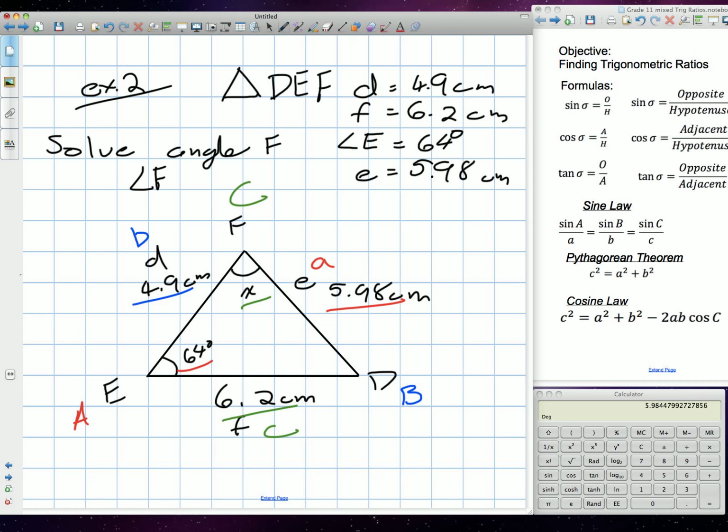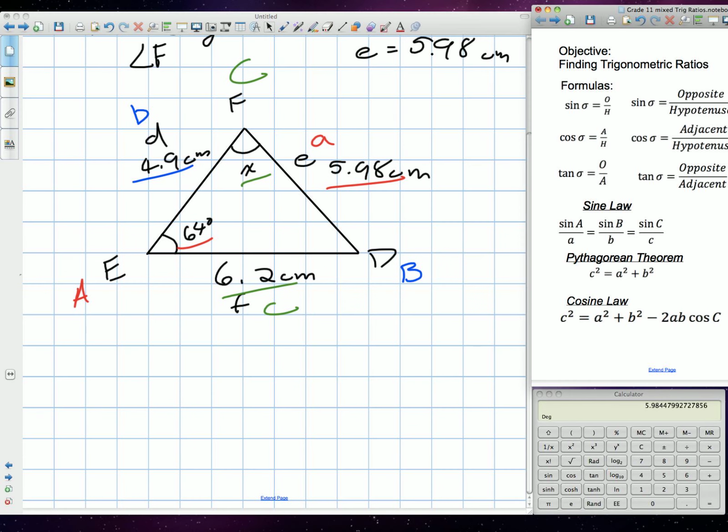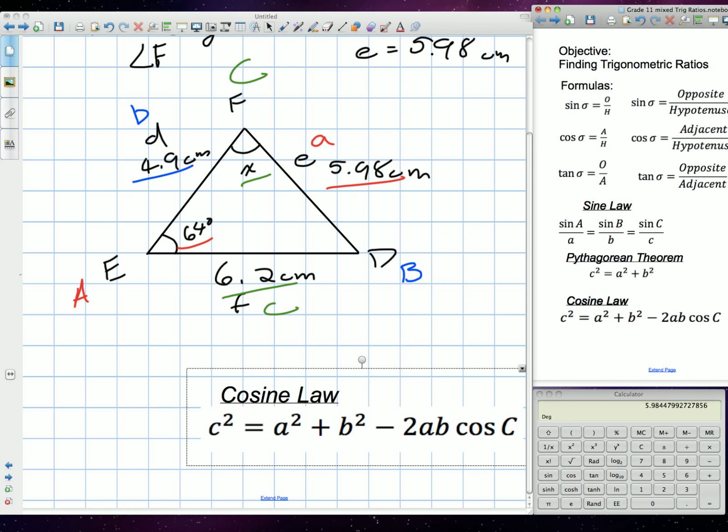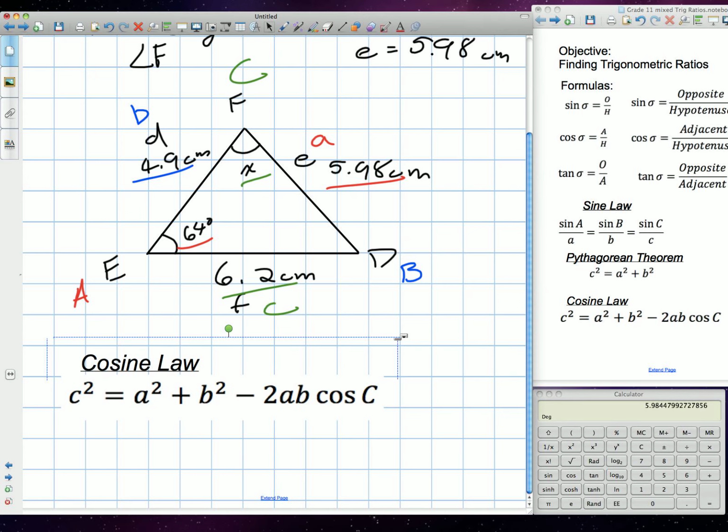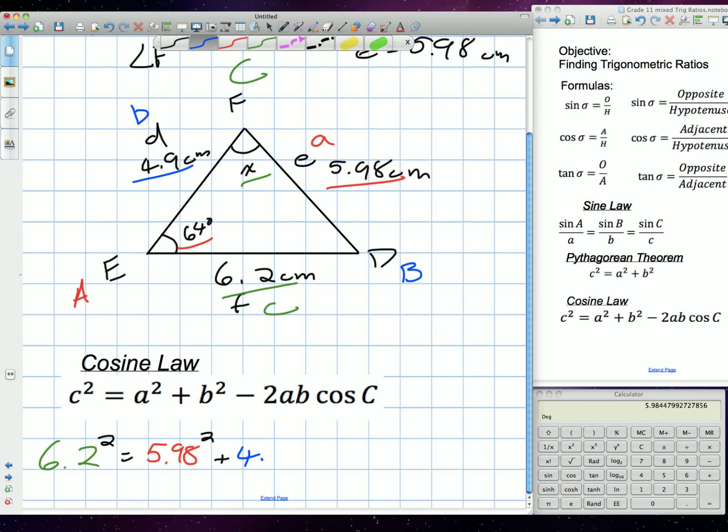So, we take our cosine law and we plug variables in. Side C was 6.2. So 6.2 squared is equal to, side A is 5.98 squared plus side B is 4.9 squared. Subtract 2 times side A, which is 5.98. Side B was 4.9.